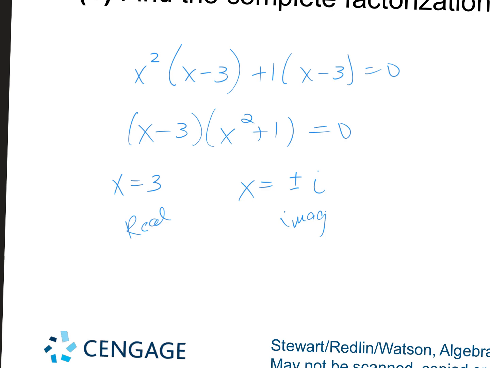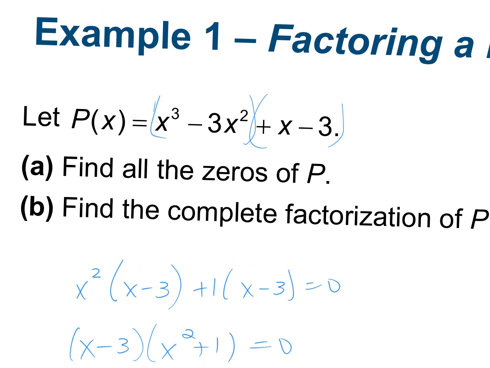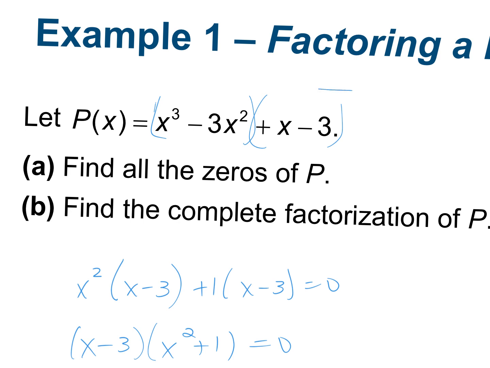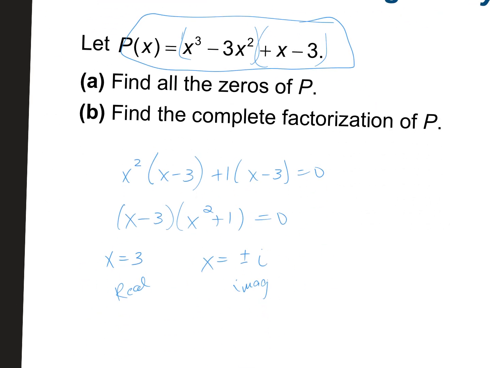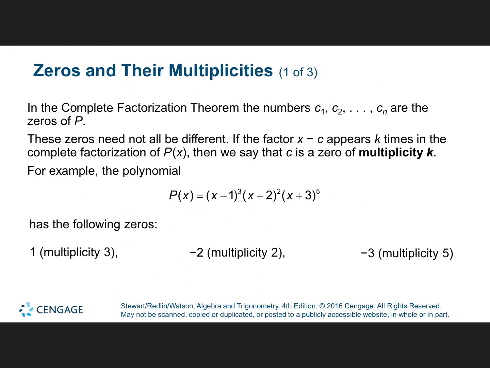Yes? Now, in the original problem, this is your original polynomial. Did you have any i's in it? No. So you can't tell right away just by looking at a polynomial if there are imaginary solutions. You will not have i's in your original polynomial, and that's going to come back. We're going to look at that in a second. All right, just kind of remembering that.